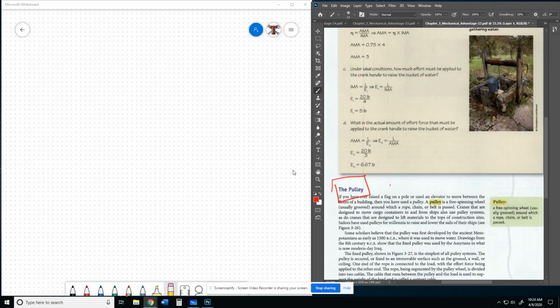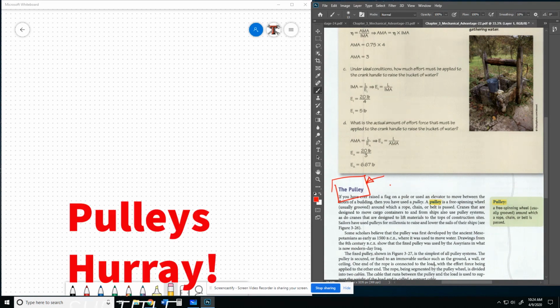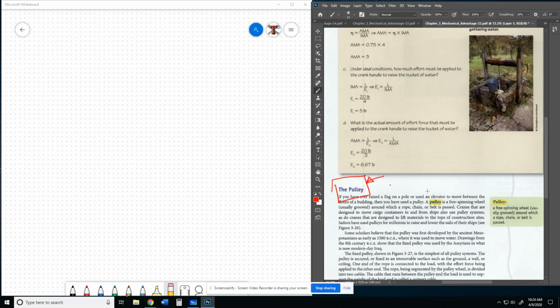I'm going to ask you to be a little bit patient with me, but I'm going to try and do a little bit of a lesson from the book using my book here on the right and my drawing area on the left. The next simple machine we're going to talk about is the pulley. This is from the book pages that I shared with you in Google Classroom, so you can pull that up if you want to follow along, or you can just follow with me here on the video.